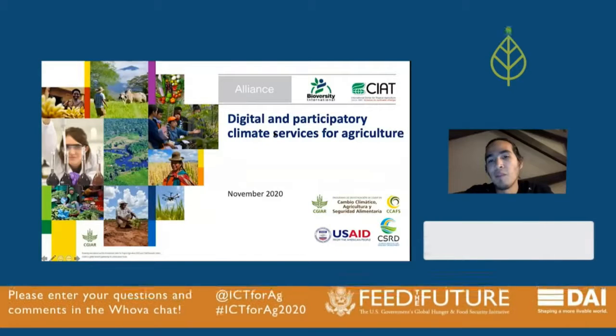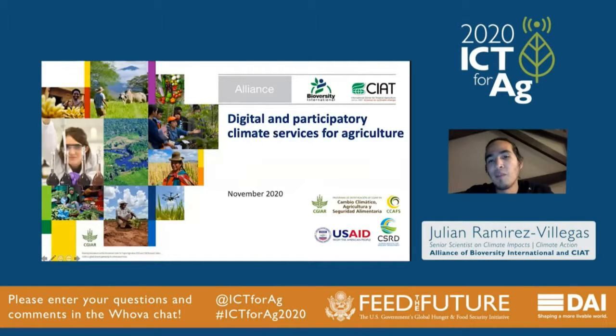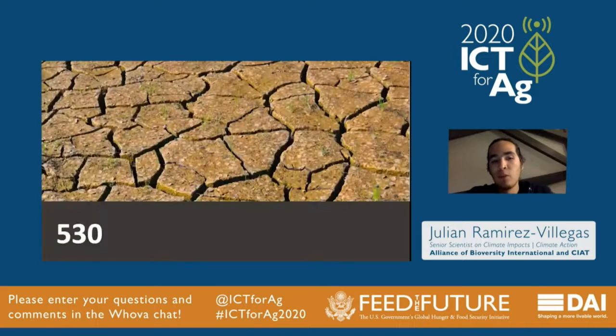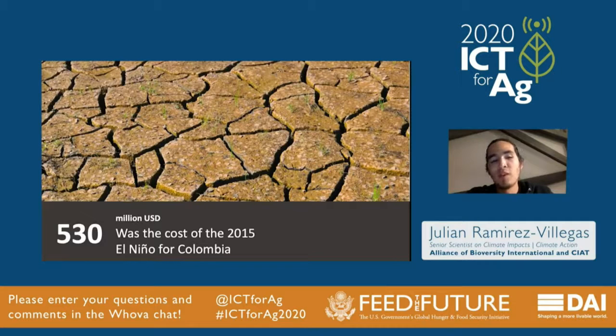What I'll be describing is a combination of digital and participatory approaches aiming at delivering information into the hands of farmers, essentially. So in 2015, estimates from the government of Colombia suggest that around 530 million US dollars was the total cost of that El Nino event in that particular year.